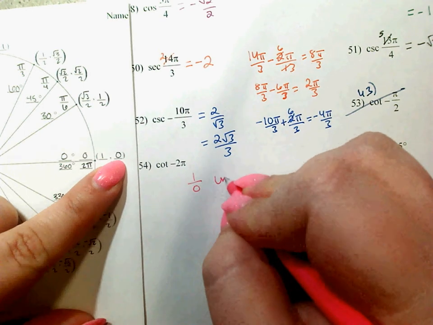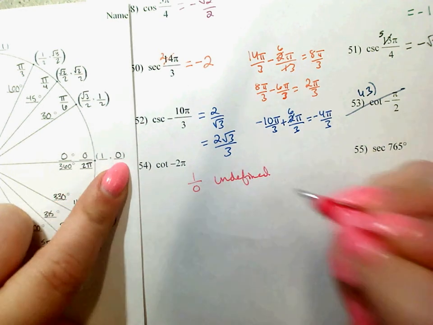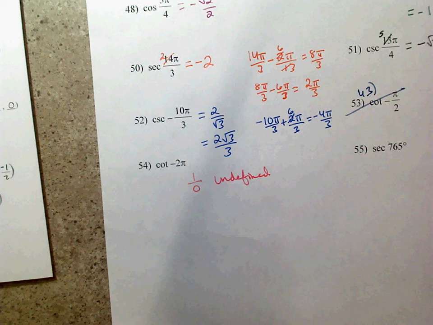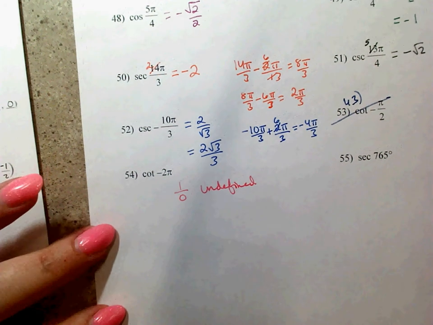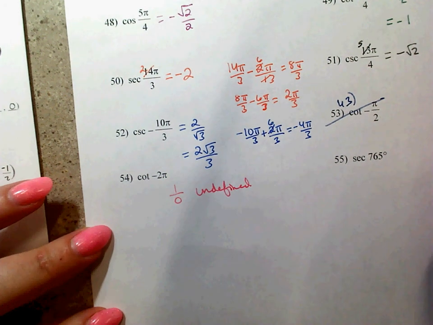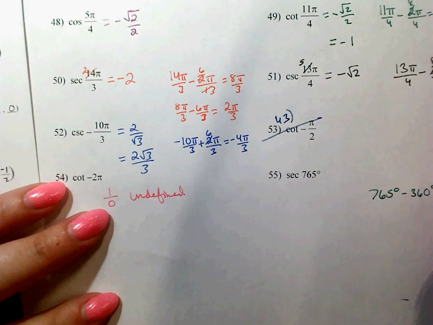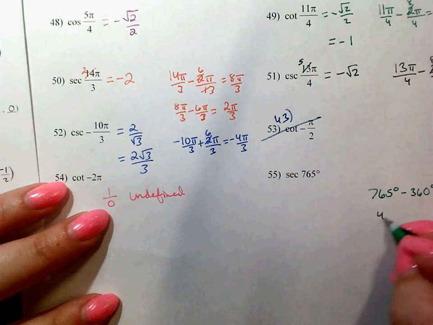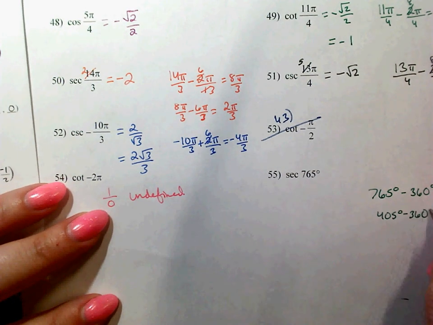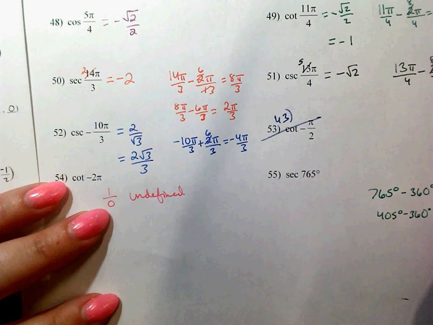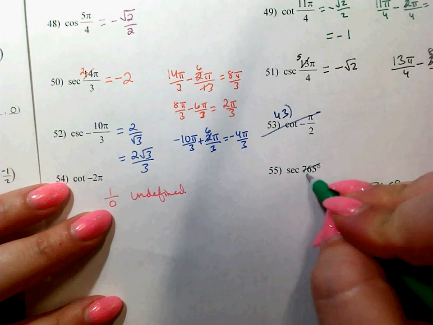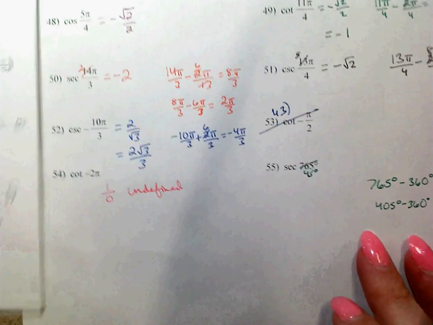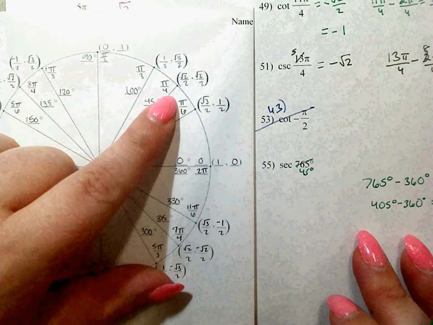And secant of 765 degrees. 765 degrees minus 360 is 405 degrees. 405 degrees minus 360 is 45 degrees. So they're really just asking me for the secant of 45 degrees. The reciprocal of cosine at 45 degrees is going to be the square root of 2. And there we go.